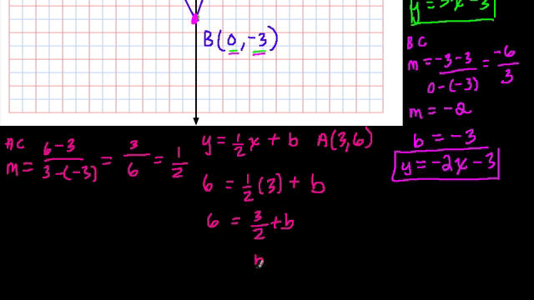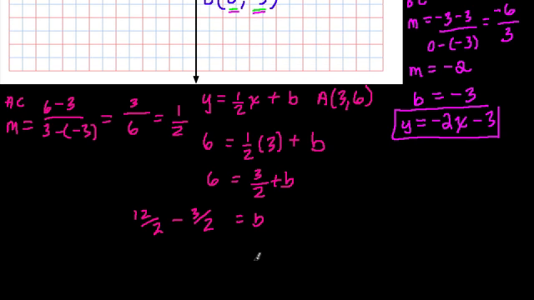So I subtract 3/2 from both sides. I'm going to rewrite 6 in terms of halves. So it's 12/2, right? Minus 3/2. 12 over 2 is 6. And that just means that the b value is 9 over 2. So what does that mean? Well, that means that we know our slope for this line AC is 1/2, and we know that the y-intercept is 9 over 2, or it is 4.5, right? 9 divided by 2 is 4.5. So we can write this equation for this line. Y equals 1/2 x, and I'll write plus 9 over 2.